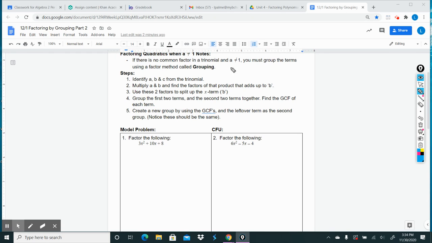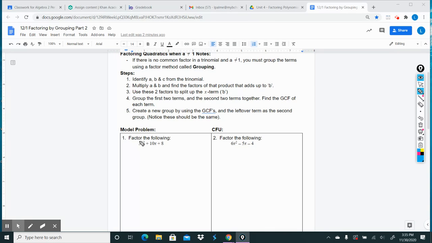Yesterday we started working backwards, and we worked on grouping when we have the polynomial with 4 terms, by splitting the terms up, factoring each binomial, and grouping them together at the end with GCFs together and the leftovers together. We're going to do the same thing today. However, we're going to be starting from the beginning, okay?